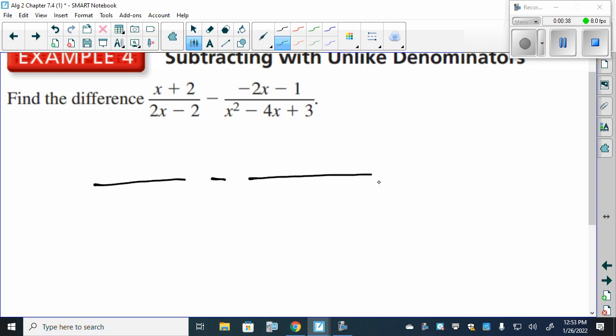two rational expressions, we want the denominators to be the same. We want the denominators to be the exact same. So when we look at this here, we're wanting the 2x minus 2 and the x squared minus 4x plus 3 to be the exact same so that we can add or subtract the numerators. So for the starting point, we're not going to do anything to the numerators. But what we want to do is factor the denominators as far as we possibly can, and then go from there.